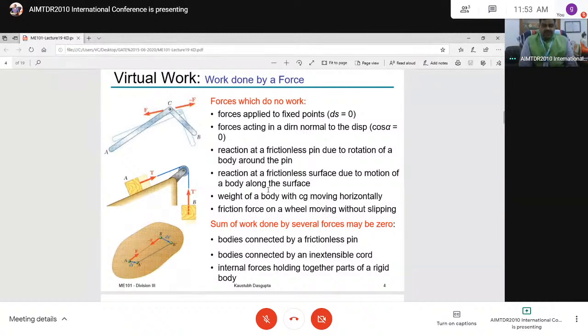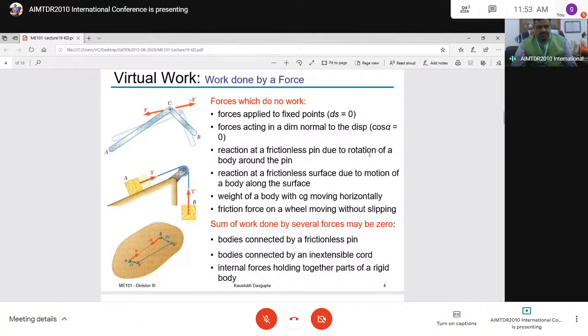No work done. Consider the weight of a body with its CG moving horizontally. Weight is acting downwards, so this weight cannot do work in the horizontal direction. Similarly, the normal force is acting in the vertical direction, so this cannot do any work. Why? Because cos alpha is cos 90, which is 0.